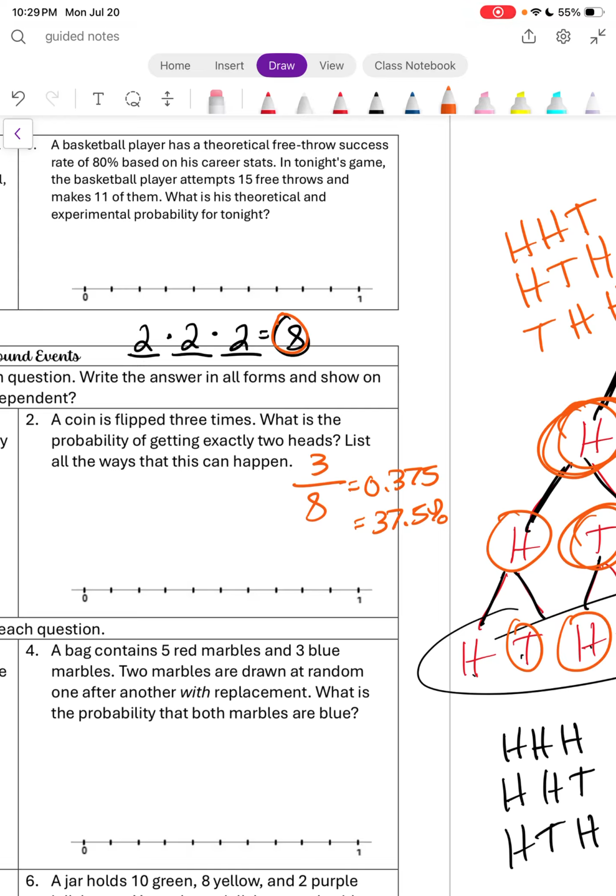So where is 0.375? We know this is 0.100, 0.200, 0.300, 0.400. 0.375 would be about right there. So 0.375 on your number line is in that area.